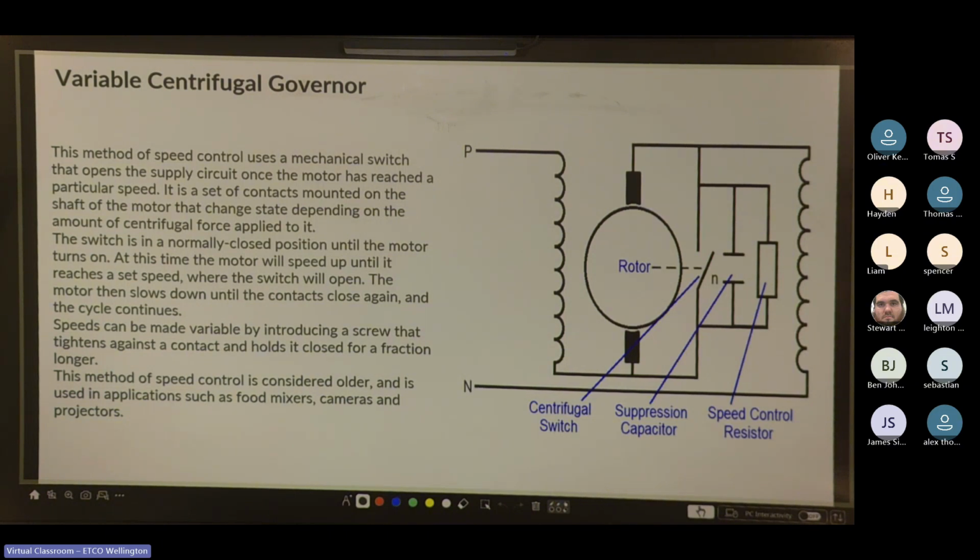Speeds can be made variable by introducing a set screw that tightens against the contact and holds it closed for a fraction longer. This method of speed control is considered older and is used in applications such as food mixers, cameras, and projectors, although becoming slowly more and more obsolete.